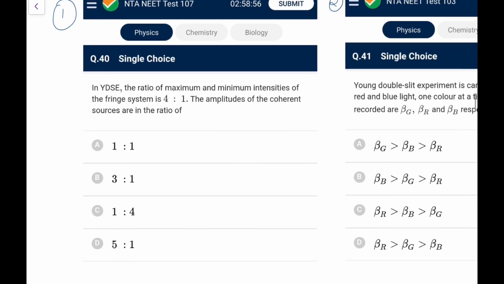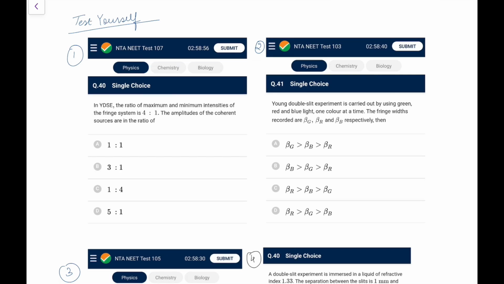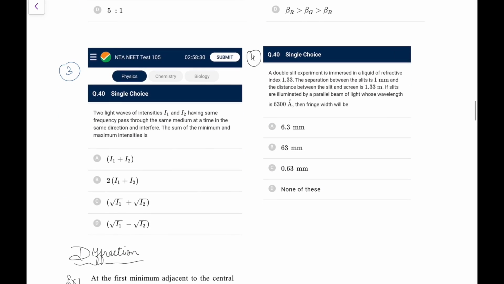Next one, and now these first 2 questions, take a screenshot and solve yourself. Next 2, take a screenshot and solve yourself.